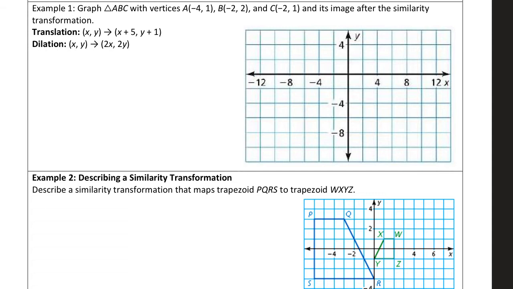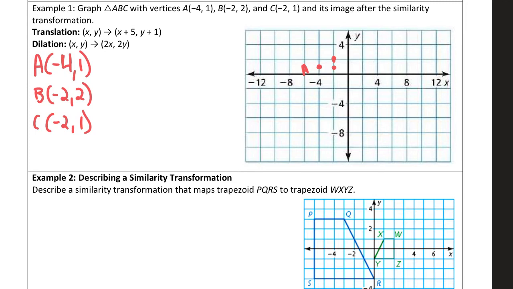So I'm going to just write out the points first. A is -4, +1. B is -2, +2. And then C is -2, +1. And I'm going to graph these. And the thing here, I am sorry for this, but it goes up by 2s. So we've just got to be careful of how we're graphing this. There's kind of a reason I made it so small, but it does make it a little bit harder to graph.